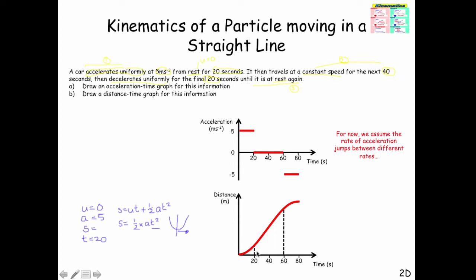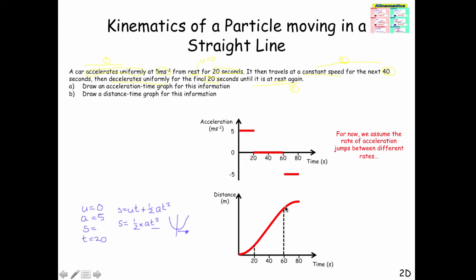Now this bit between 20 and 60, we've got a constant speed. That's a constant speed bit there. So if it's going at a constant speed, the distance it's travelling will be a straight line. Because speed is distance over time, so for every unit of time it'll go up the same amount of distance. That's the gradient. So that's our constant speed there.